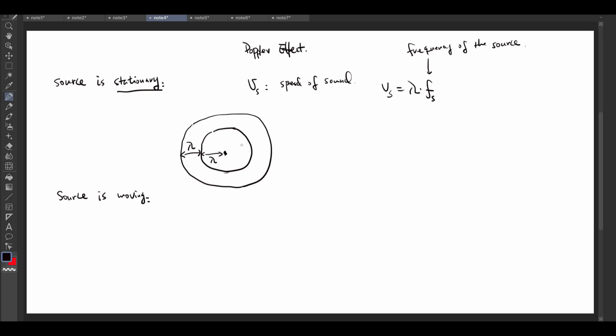And let's give this source a speed. Let's call it Vs here. Okay, so now it's confusing. So let me get rid of this previous Vs here, and let's just say that V is the speed of sound in air, and that's this V here. Now I use S here to represent the source. So this Vs here represents the source velocity, or wave source speed.